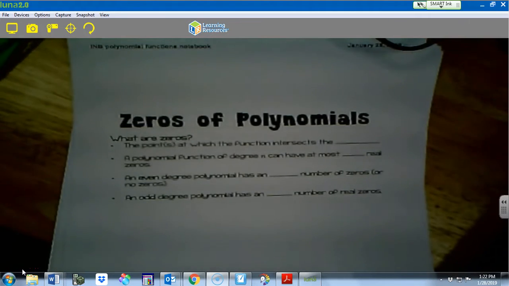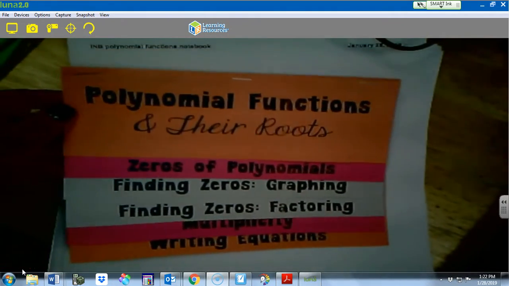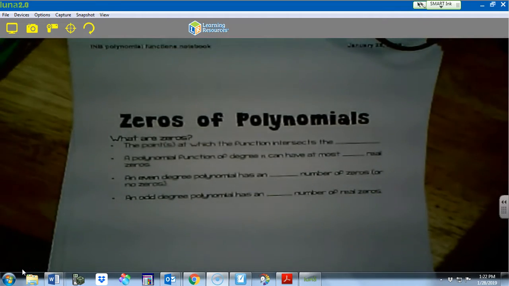All right, so today we are going to start talking more about the zeros of polynomials. You should have had time to put together your flip book. It looks a little bit like this. Pause the video as needed.